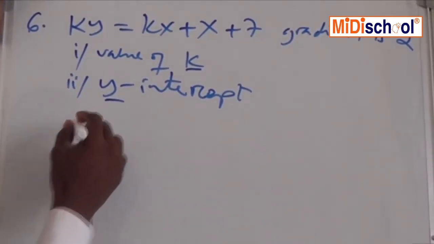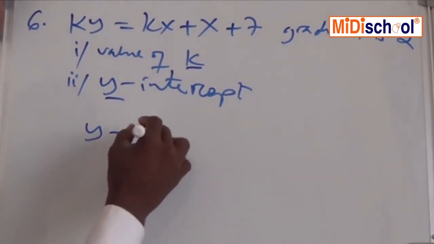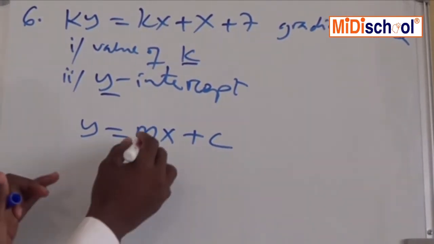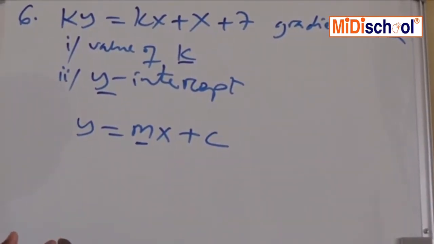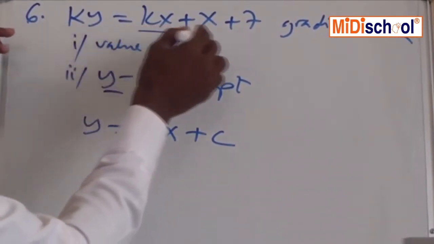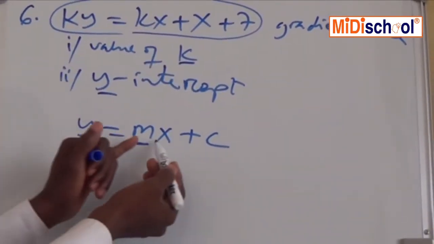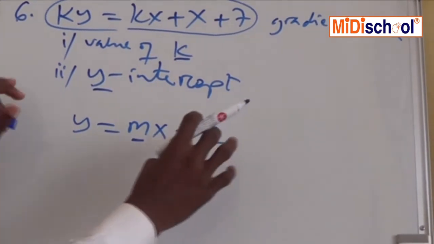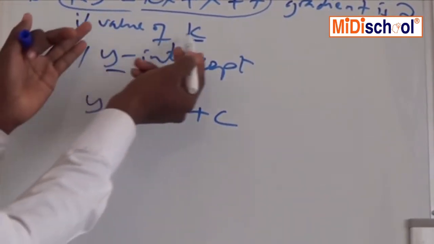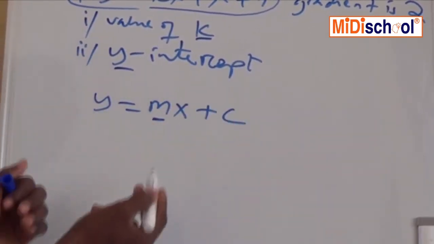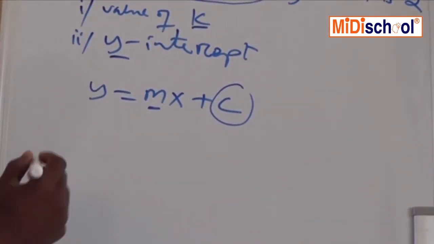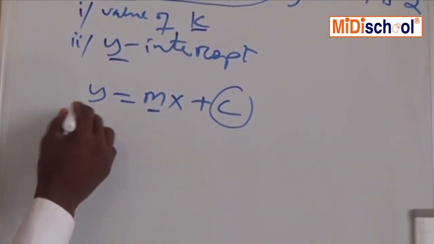Remember that when we are speaking about the equation of a line, that is y is equal to mx plus a certain constant c, whereby this m is the value of the gradient of this line and c is the constant. So let us rearrange our equation and form y is equal to mx plus c, so that we can find the value of k, and likewise the y-intercept, which is when x is equal to 0, and that will be the value of c.